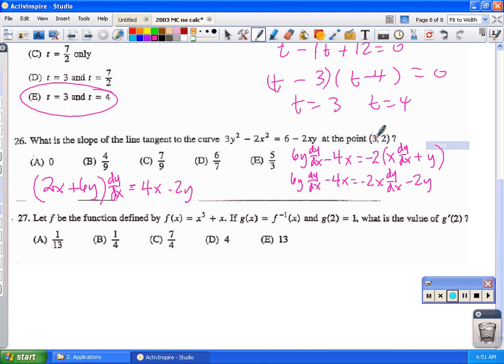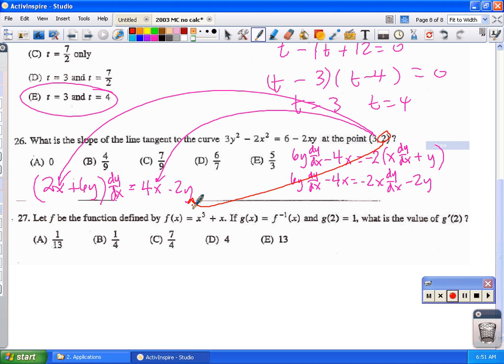So I'm going to substitute 3 everywhere that I have an x. So I'll substitute 3 here, substitute 3 here. I'm going to substitute 2 everywhere that I have a y. So I'm going to substitute 2 here, substitute 2 here. Solve for dy dx. And if you carefully do the arithmetic, you will get 4/9, which is B.